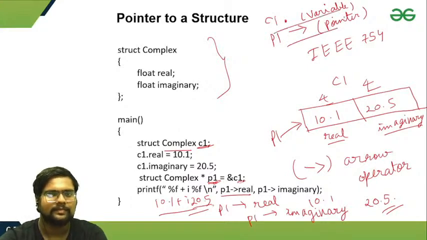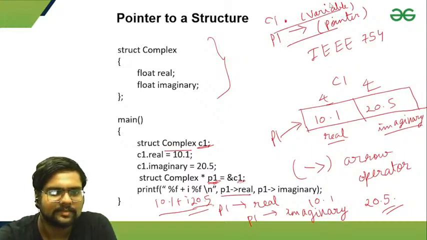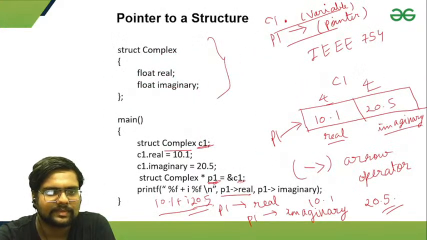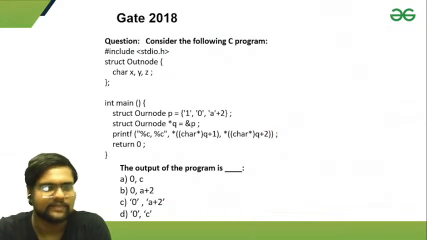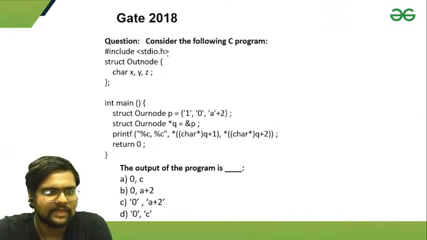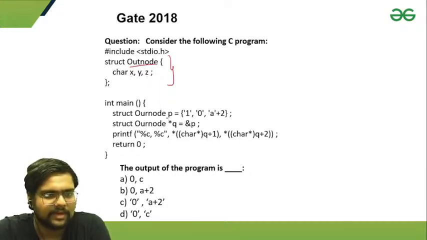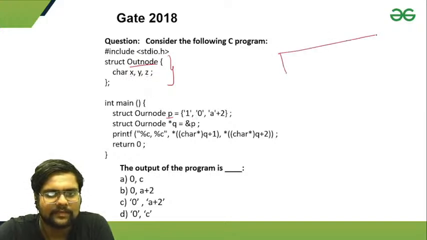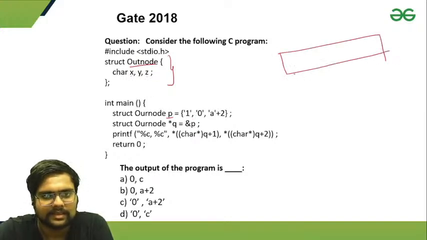So let's do one GATE question first. In this we have defined a structure in which the structure name is out node, and it contains three variables x, y, and z. Then we have one struct variable here in which we have initialized these values. Suppose its name is p.